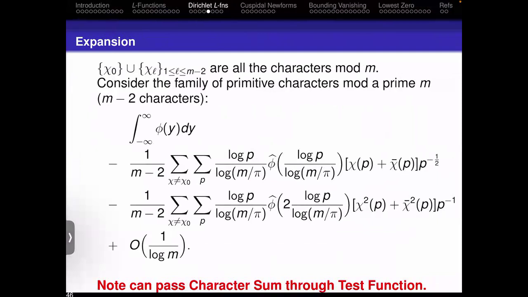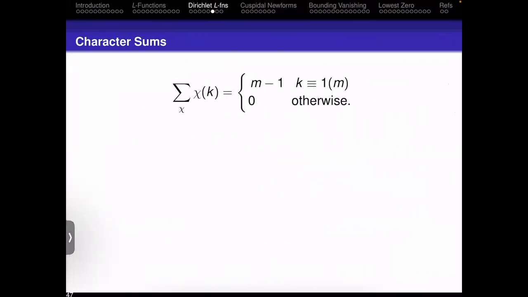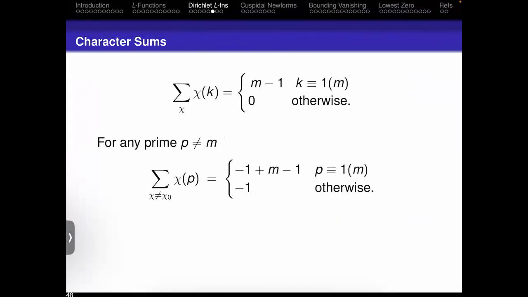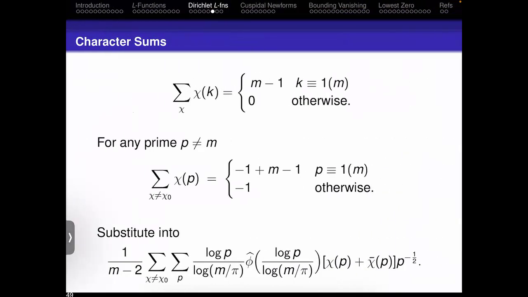Well, what's nice is all of the Dirichlet L-functions have the same conductor. So I can do one of the only 2 things we learn in multivariable calculus. I can switch the order of summation. I can pass the sum over the characters through the test function, and then just execute the sum over the characters. Well, if we summed over all the characters, it's m-1 if k is 1 mod m and 0 otherwise. We don't have all the characters. We don't have the principal character. Well, it's not that bad. I subtract 1 because we don't have the principal character. And then we just feed this into the formula, and we're left with trying to understand sums like this. And so this is not that bad to do.